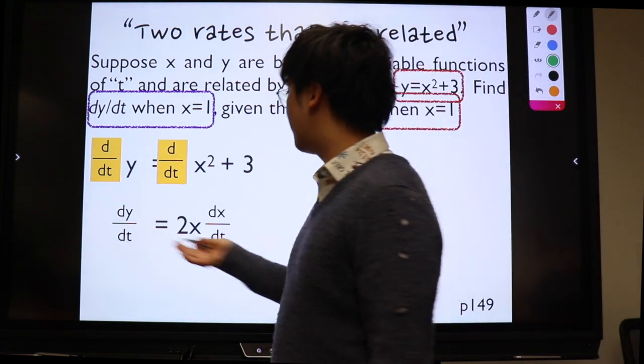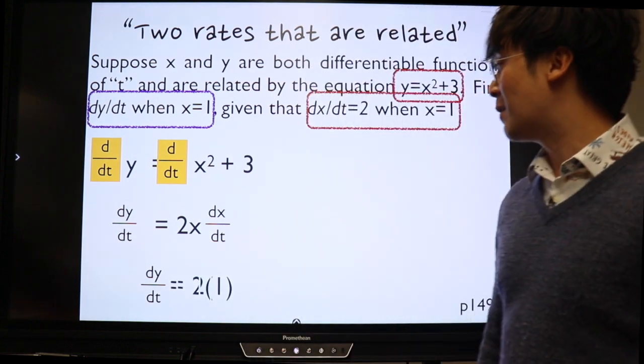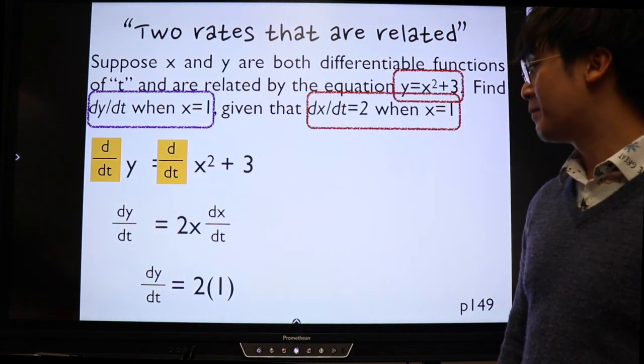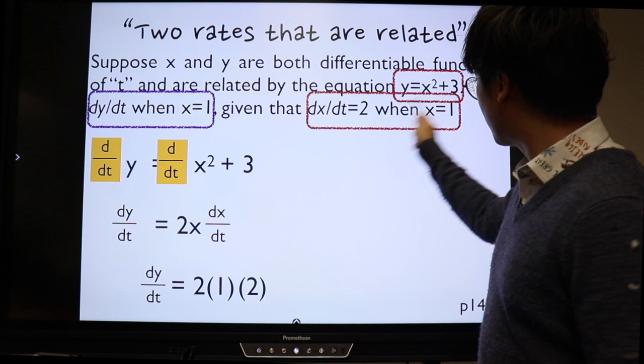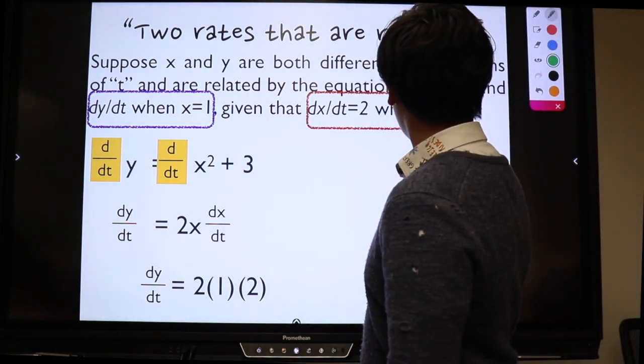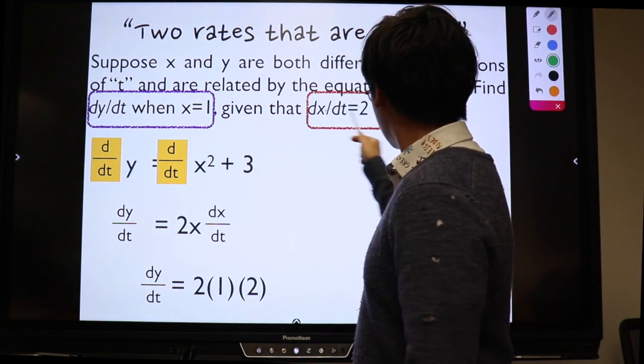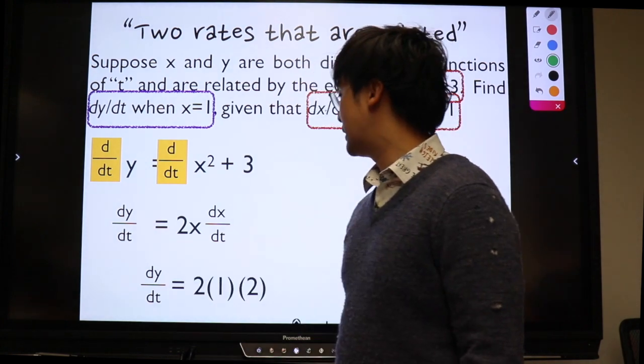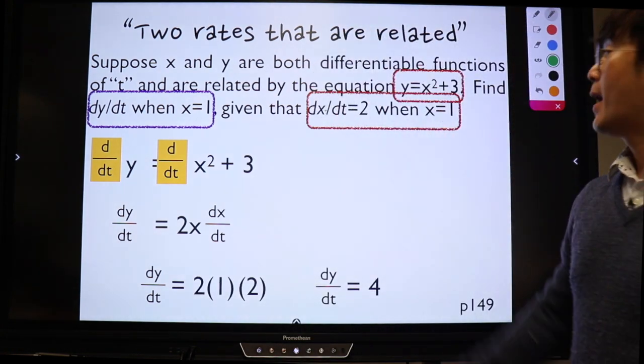And now that we have an implicitly differentiated function, all we need to do is to plug in all the values. For x is 1, and for dx dt is equal to 2. And now we have dy dt, which is equal to 4.